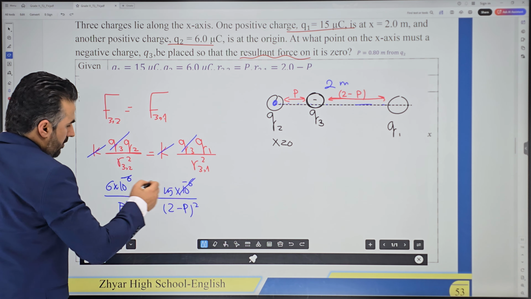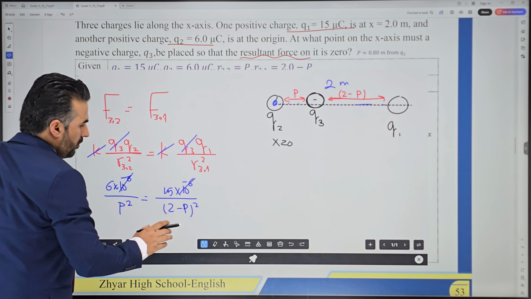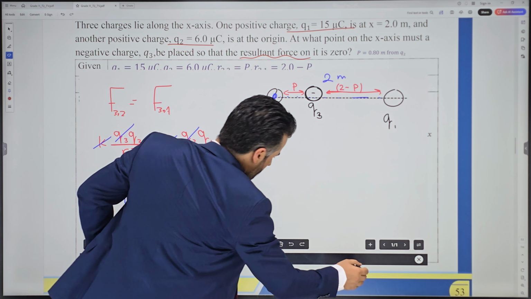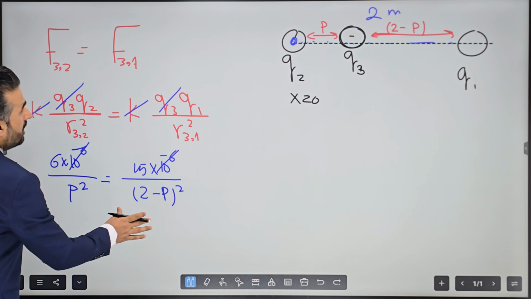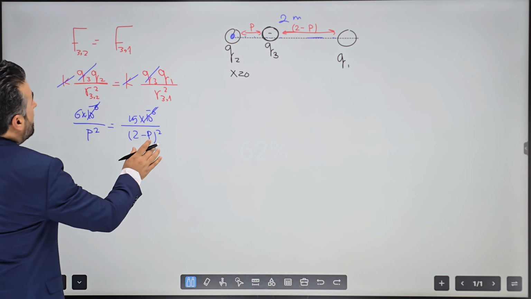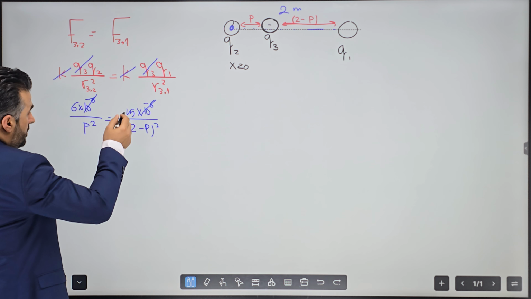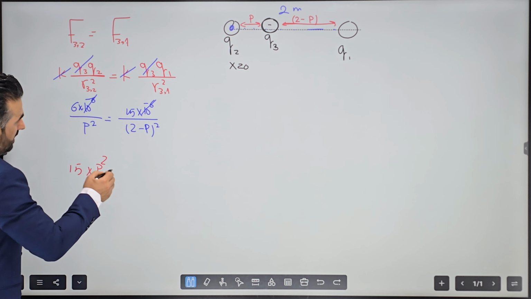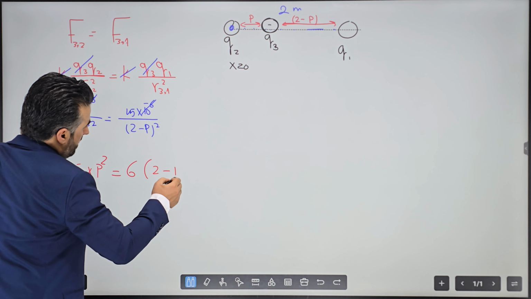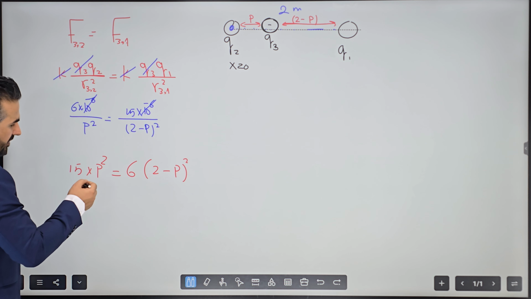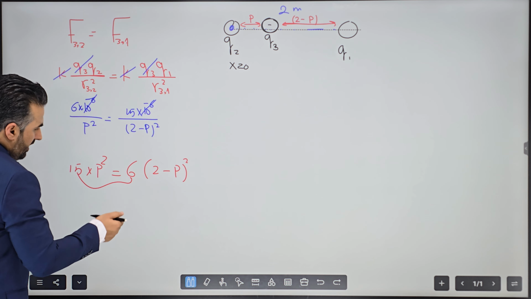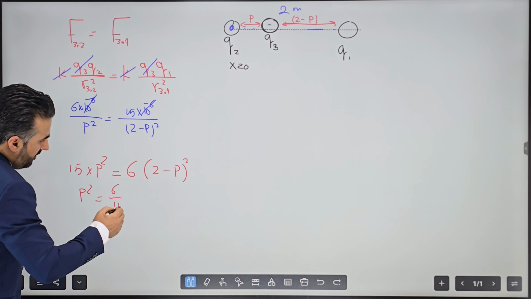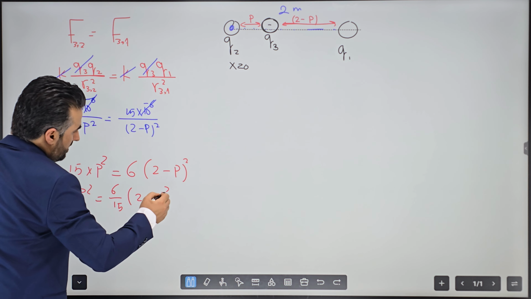Now, you can cancel out this micro and micro here, so you can work it out. I believe at this point we don't need this anymore, we'll just use this now. So now all you have to do is just cross multiply. So we can say 15 times P squared equals 6 times 2 minus P, squared. Now, of course, if you divide both sides by 15, or you could just move 15 to this side, that'll be P squared equals 6 over 15 times 2 minus P, squared.